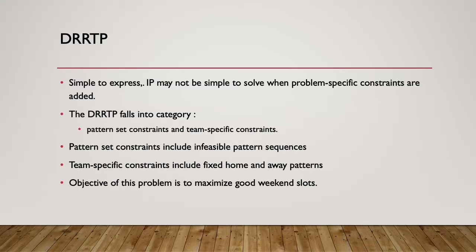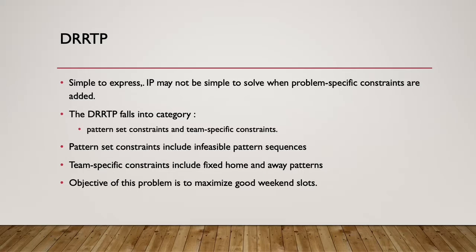Pattern set constraints include infeasible pattern sequences, such as 3 consecutive home or away games, and equally distributed home weekends, away weekends, home weekdays and away weekday games. That is, the matches are going to be played home or away during weekends or weekdays, and those need to be distributed equally. And team-specific constraints include fixed home and away patterns.